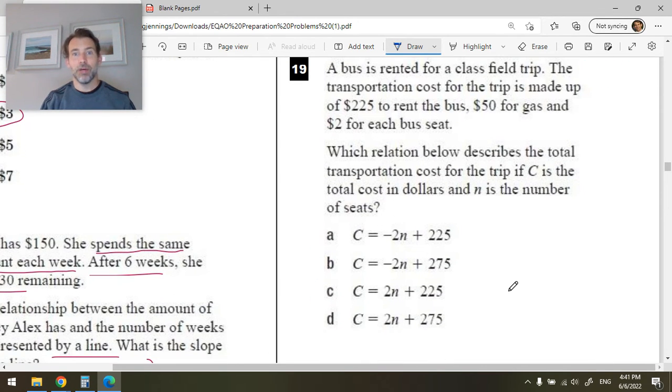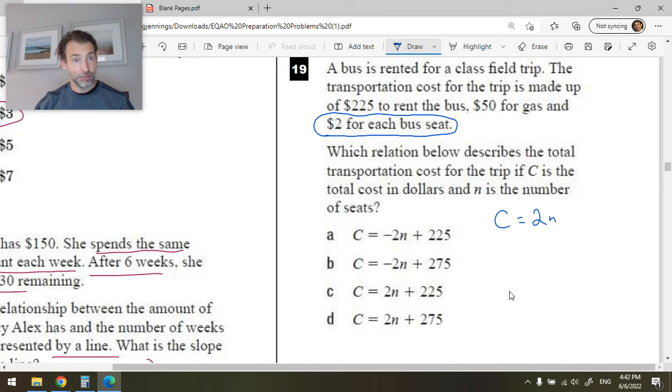Okay, 19. A bus is rented for a class field trip. The transportation cost for the trip is made up of $225 for renting the bus, $50 for gas, and $2 for each bus seat. Which relation describes the total transportation cost of the trip if C is the total cost in dollars and N is the number of seats? Okay. So here, let's build it ourselves. The cost is going to be equal to $2 times the number of seats. $2 per bus seat, $2 for each bus seat.